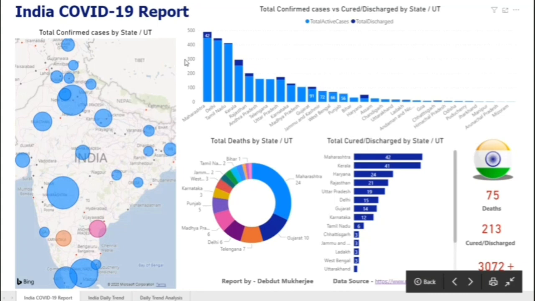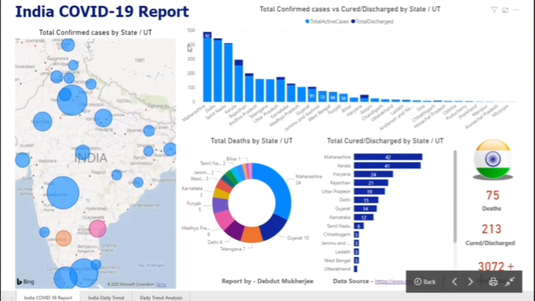So let us quickly understand what's happening. This report is the India COVID-19 report, and it gets refreshed on a daily basis. The Ministry of Health and Family Welfare, the MoHFW, refreshes the data daily. I'm pulling the records that are getting generated from their end through some APIs, and I'm just analyzing the data that they're generating.